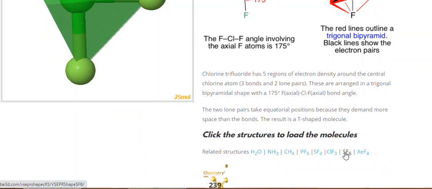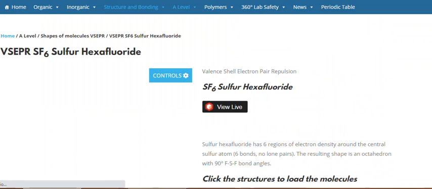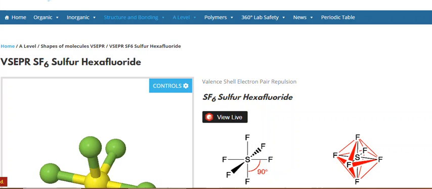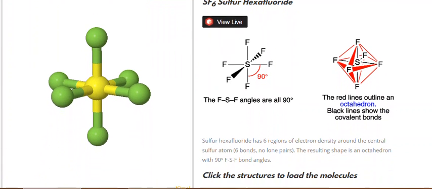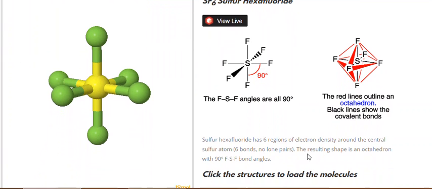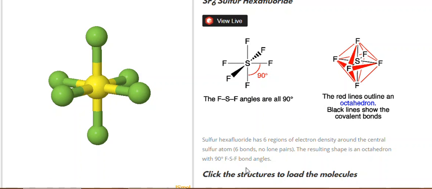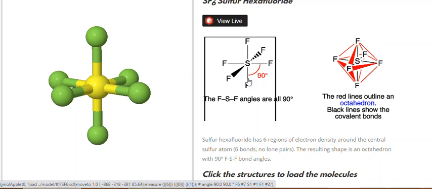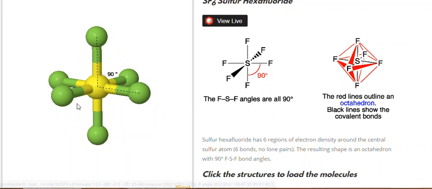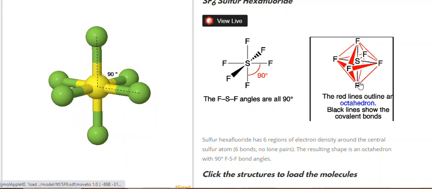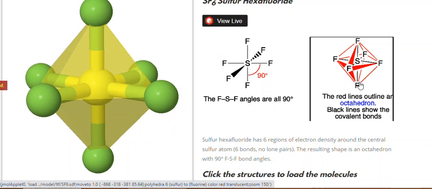So let us look at the next molecule, which is sulfur hexafluoride. Sulfur hexafluoride has 6 regions of electron density around the central sulfur atom: 6 bonds and no lone pairs. The resulting shape is an octahedron with 90 degree fluorine-sulfur-fluorine bond angles. You can see the red lines outline the octahedron while the black lines show the covalent bonds.